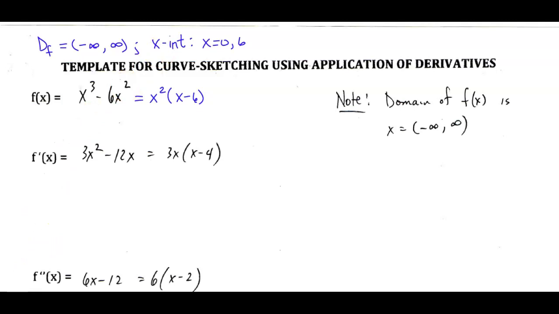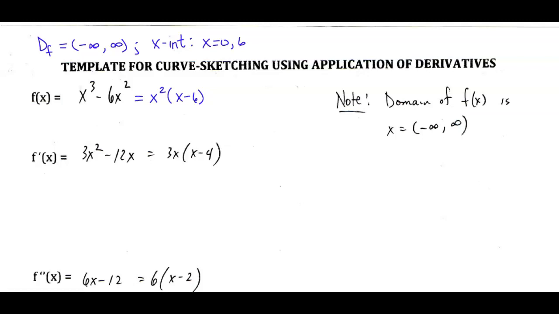All right, and so other than that, we know that since we're dealing with a polynomial, this has to be a smooth and continuous function. So we know that whatever it is that we draw is going to have to reflect that it's smooth and continuous for all real numbers.